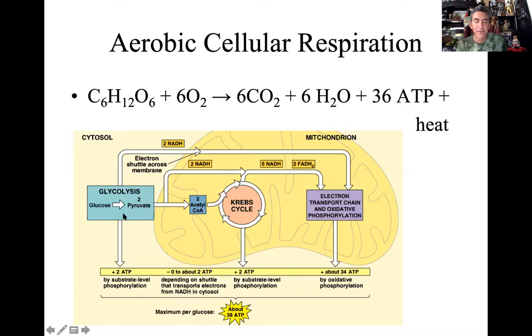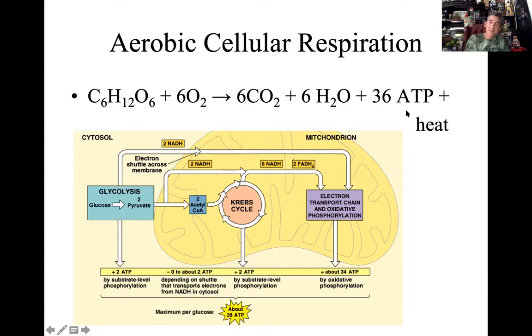And we formed 4, but 2 of them were invested. So a net profit of 2. In basically this process in the Krebs, it's about 0 to about 2. So it's not exact, right? And then in the ETC, about 34. But for most people, it's going to be 32. So we have the potential to generate more ATP, but on average, we generate, say, 32 plus 2 plus 2. So it gives us that 36 number.